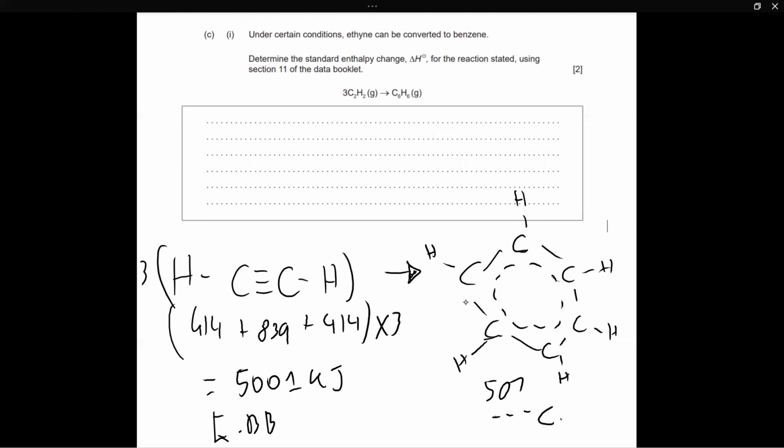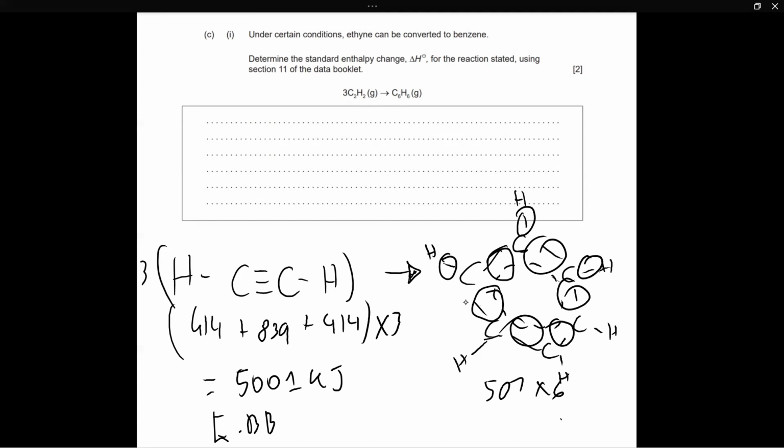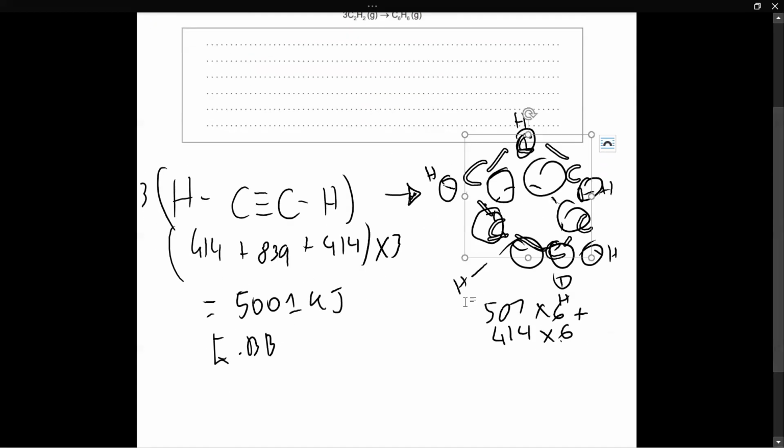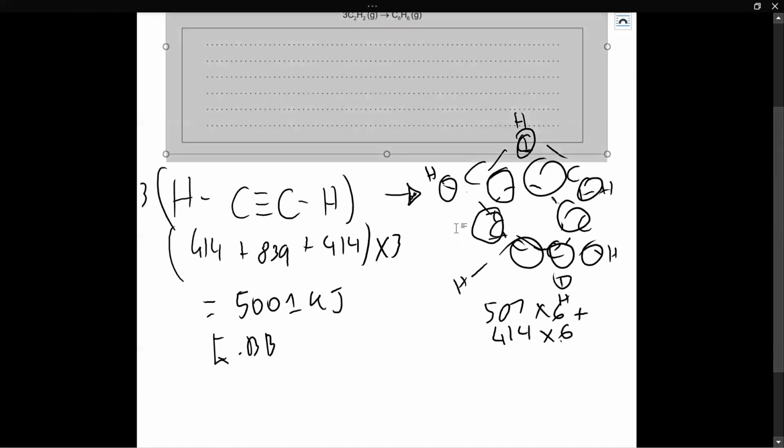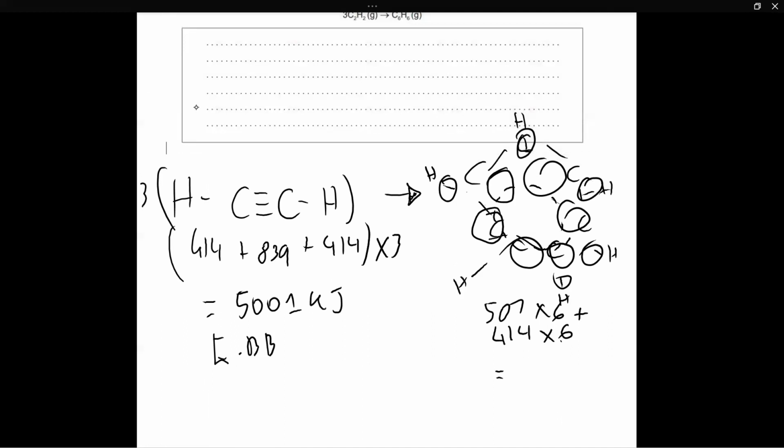So this is 507, and we have 6 of these bonds, right? We have 1, 2, 3, 4, 5, 6. And then we also have 6 carbon to hydrogen bonds. And as we saw earlier, the enthalpy of a carbon to hydrogen bond is 414. So we do 414 times 6, and we add these two together to get the enthalpy of the bonds formed. And this gives us an answer of 5,526 kilojoules. And this is the enthalpy of bonds formed.